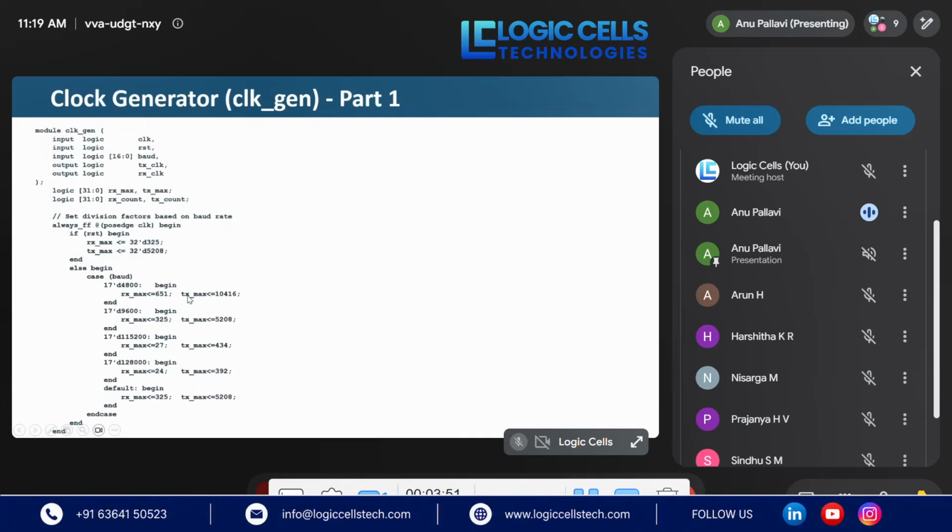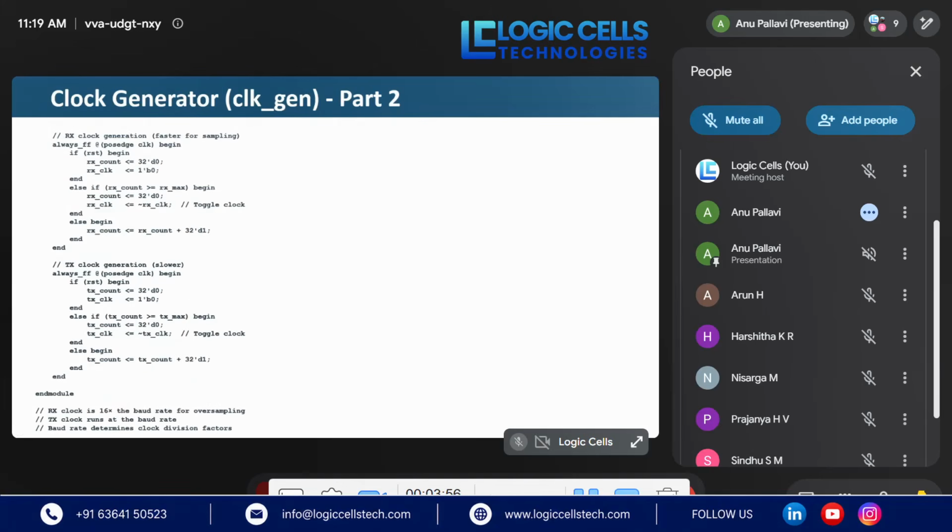And this is the case statement. It selects the baud rate as the user selected. Then here, the counters are used to generate the actual RX and TX clocks. For every rising edge of the main clock, the counter is incremented. When the counter reaches its maximum value, it resets to zero, and the corresponding clock toggles. It is the same for the TX clock generation. The RX clock counter has a smaller maximum value, so that the receiver clock toggles faster. The receiver clock is 16 times the baud rate for oversampling, while the transmitter clock runs at the same baud rate.